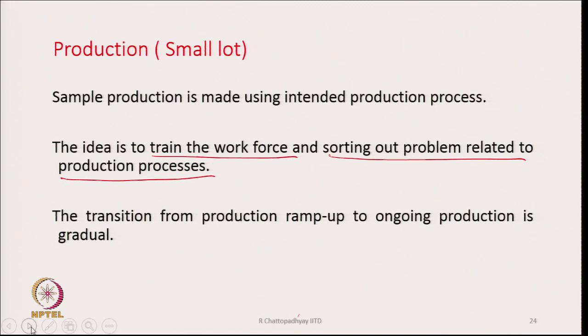The transition from production ramp up to ongoing production is gradual. So, after doing this, when we see that the process related problems have been sorted out, and the workforce has also been trained for this particular product concept as far as the fabrication or production procedure is concerned, then we actually go for large scale production.